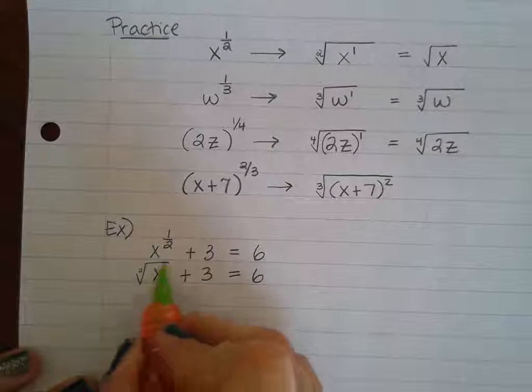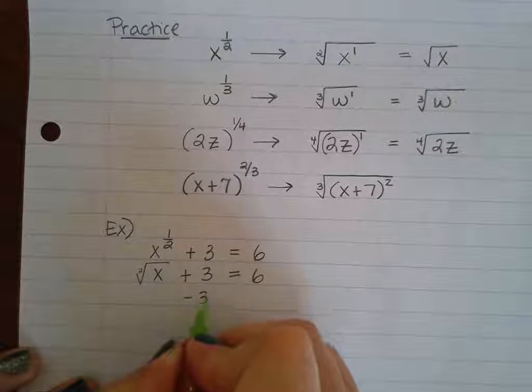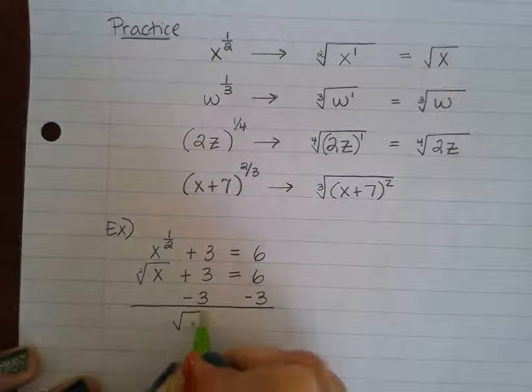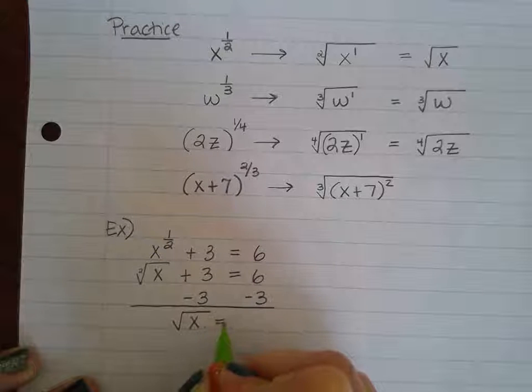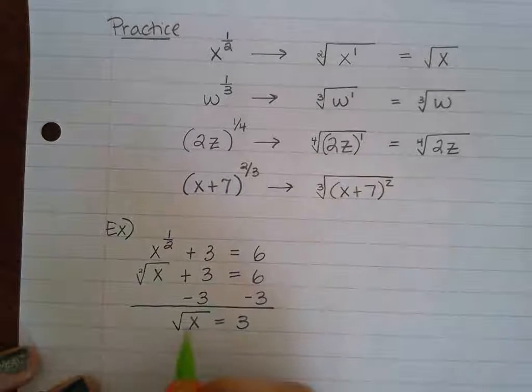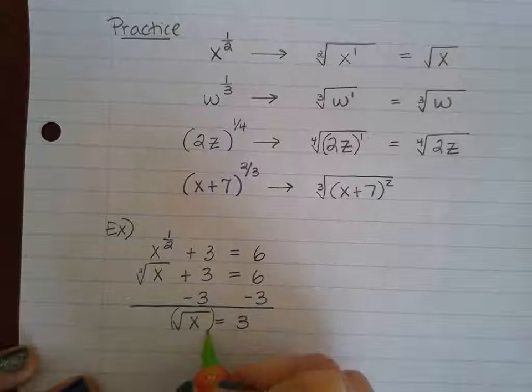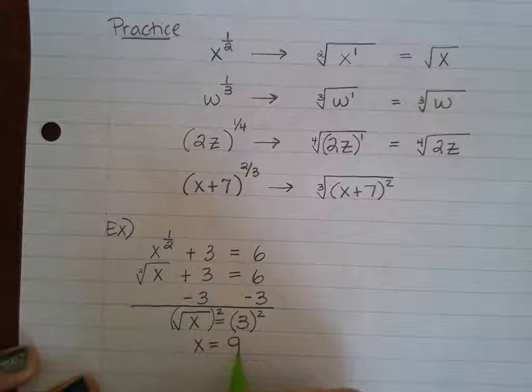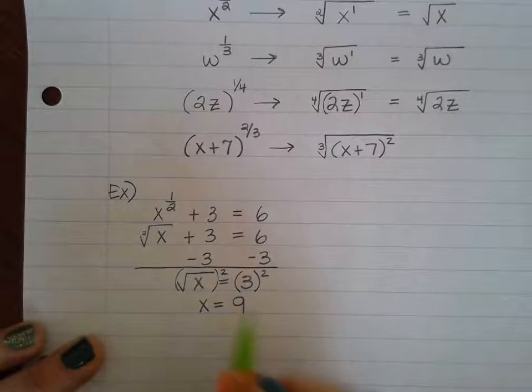So let's get this radical all by itself. To do that, we need to subtract 3. So this becomes the square root of x equals 3. Now we're going to raise both sides to the power of the index. So I'm going to square both sides. So x equals 9. So our answer is 9.